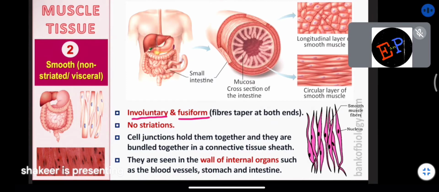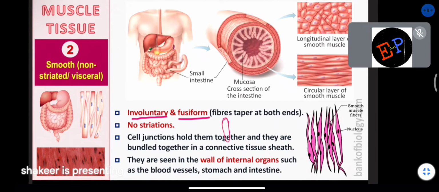Tendons, they have tapering ends, no? Do you remember? Tendons have tapering ends. What is meant by tapering ends? When you travel towards the end, the end is very sharp in nature. So these muscles, when they travel towards the end, they will become sharp. That type of nature is called fusiform nature.